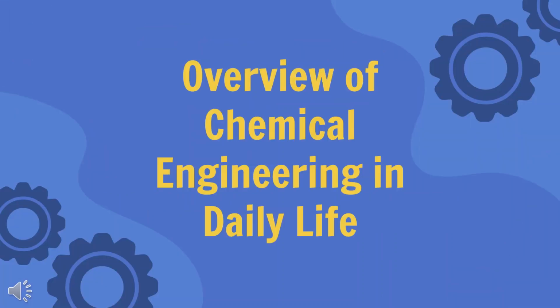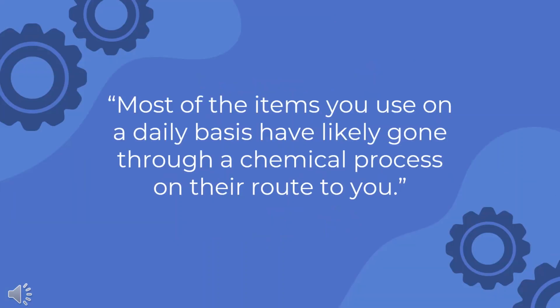And now we move on to the overview of chemical engineering in daily life. Most of the items you use on a daily basis have likely gone through a chemical process on their route to you. The fruit that you eat, the TV that you watch, and even the clothes that you wear, every one of them has at least gone through one engineering process.